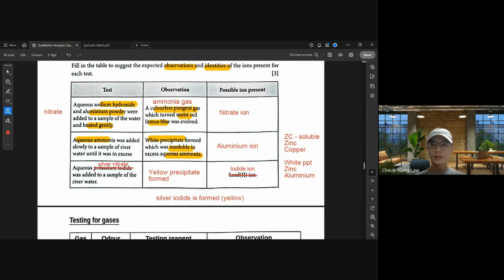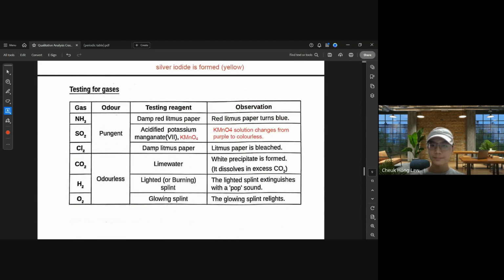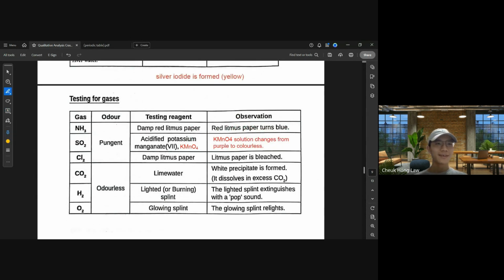Okay. So no questions. I'll move on to the final test, which is testing for gases. Unfortunately, I don't have a memory shortcut for this. So we'll just have to remember. So we have 6 gases, okay? And then we can split them into 2.